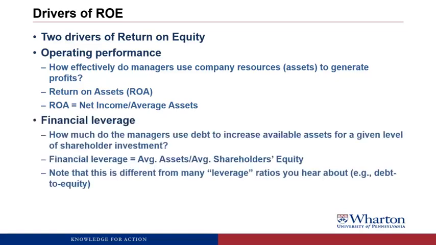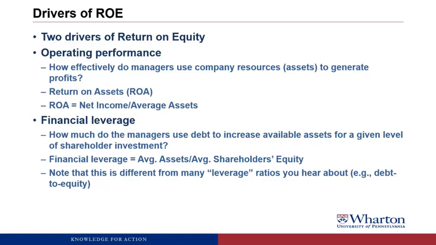The second driver of return on equity is financial leverage. How much do managers use debt to increase available assets for a given level of shareholder investment? So financial leverage is going to be average assets over average stockholders' equity. So in other words, for each dollar that you get from shareholders, how many assets do you buy? Now, if you took on no debt, then financial leverage would have to be 1. For each dollar of shareholders' equity, you can buy $1 of assets.